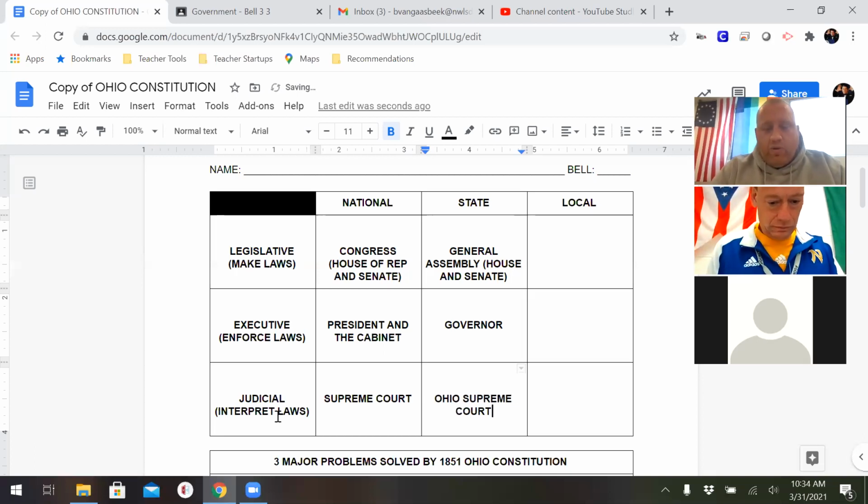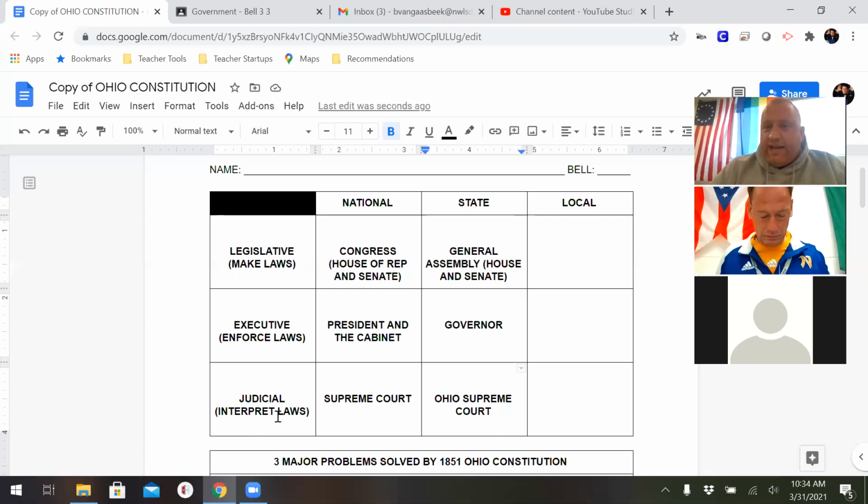The Ohio Supreme Court differs from the national Supreme Court in a number of different ways, but the main one that we're going to concern ourselves with here, that is linked to something that we're going to talk about in a few minutes, is that if you are a member of the national Supreme Court, you're one of the 9 justices on the United States Supreme Court, you are placed there for life. As soon as you are appointed by the president and confirmed by the Senate, you have a lifetime appointment.